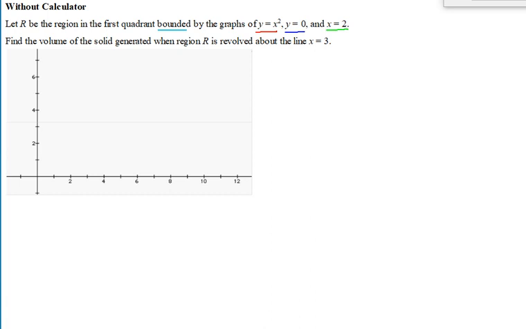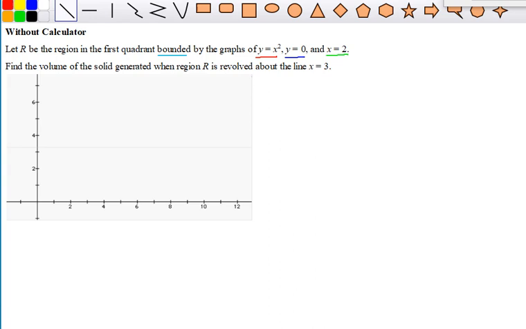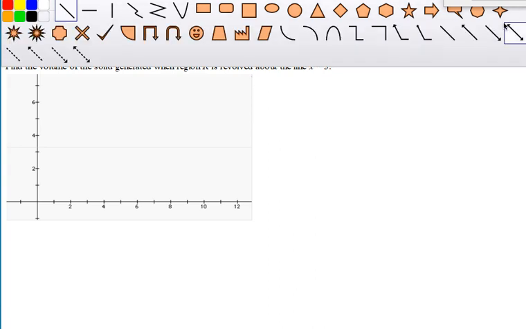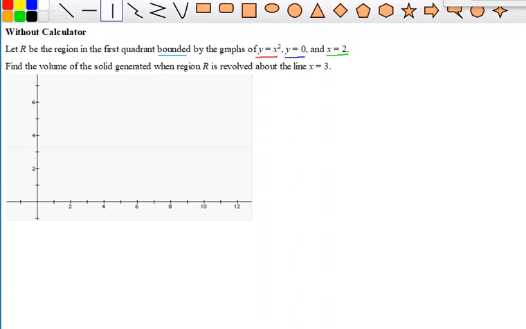x equals 2, where the x coordinate is always 2. That creates a vertical line. x is 2 right here. That's one of our boundaries. Then we've also got y equals 0, which creates a horizontal line, where y is 0, right on the x-axis here.